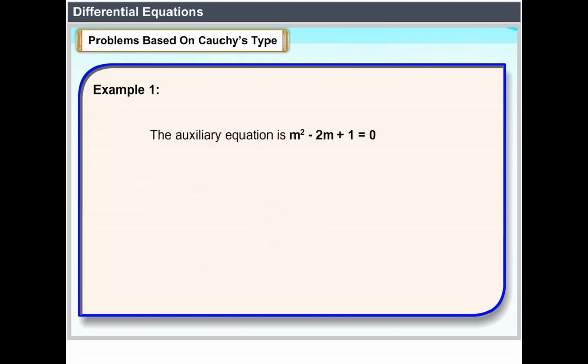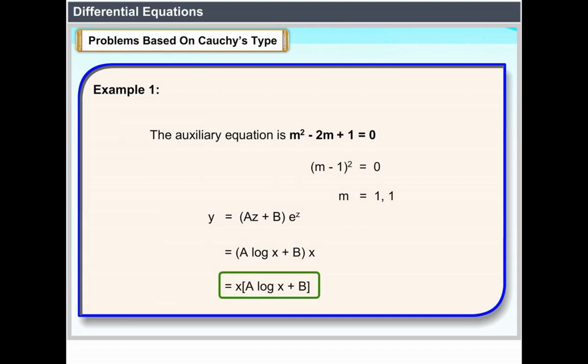The auxiliary equation is m square minus 2m plus 1 equal to 0. Then (m minus 1) the whole square equal to 0. Then we are getting m equal to 1, 1. y equal to (az plus b) into e power z, equal to (a log x plus b) into x, equal to x into (a log x plus b).